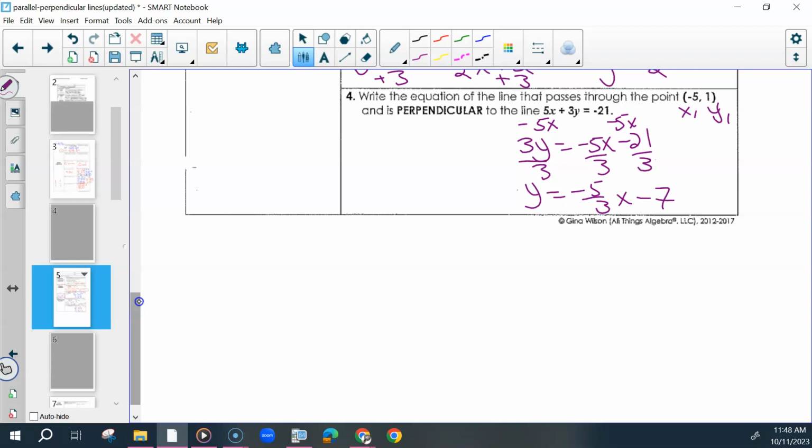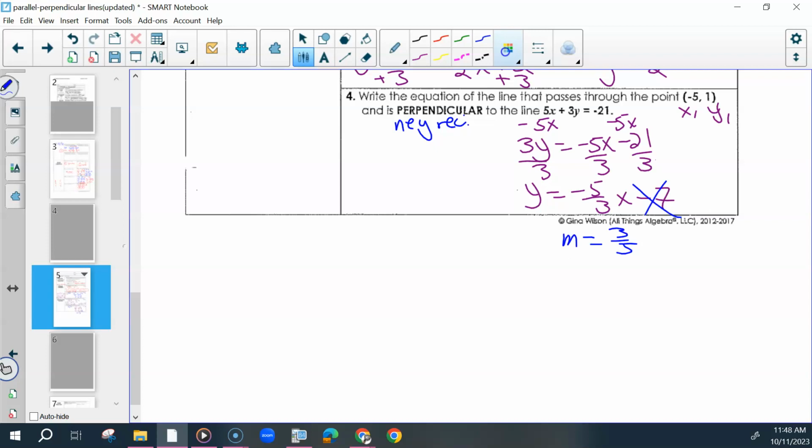Again, that's not our final answer. We still have to keep going. If you want to cross out the minus 7, go for it. We need a slope that is a negative reciprocal of the one we have. So we need to take this, flip it, and make it positive. What would that new slope be? Three over 5. Again, if you do not do this part after you've figured out your slope, the rest of your answer is going to be wrong.